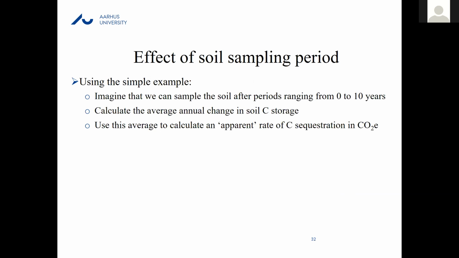If we now look at the effect of soil sampling and use, again, the simple example, if we imagine that we can sample the soil after periods ranging from 0 to 10 years, and then calculate the annual average change in soil carbon storage. Then we use this average to calculate an apparent rate of carbon sequestration in CO2 equivalents.